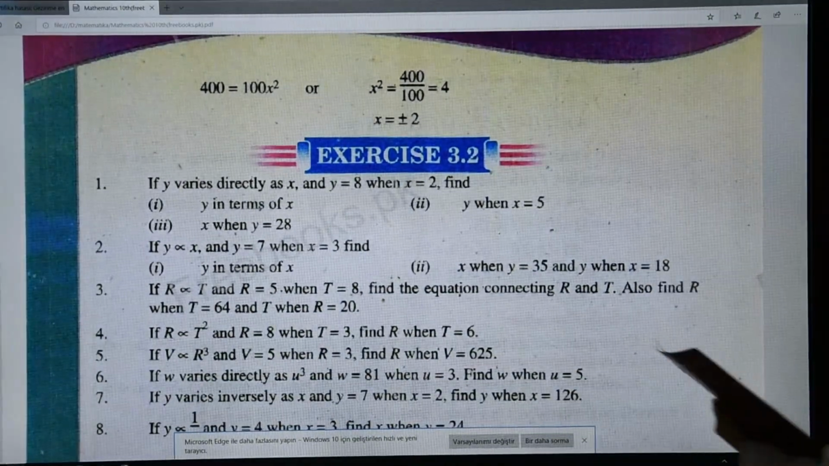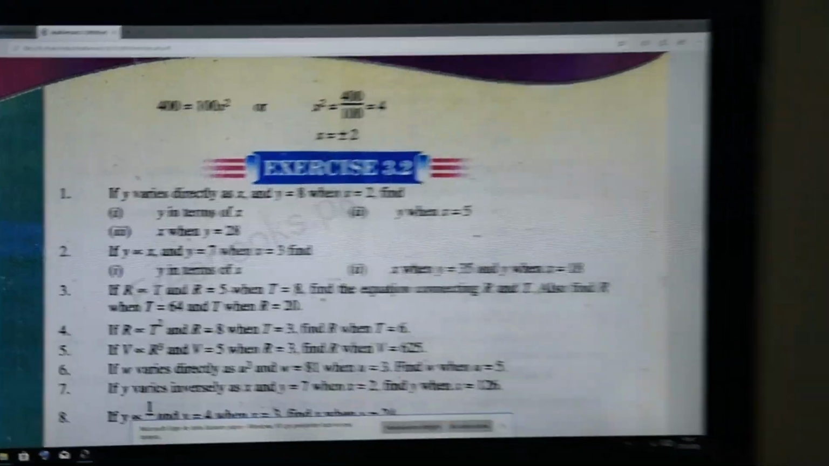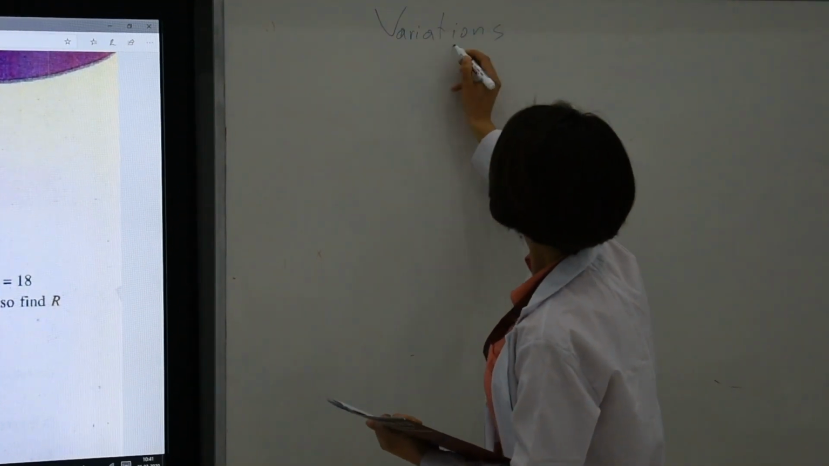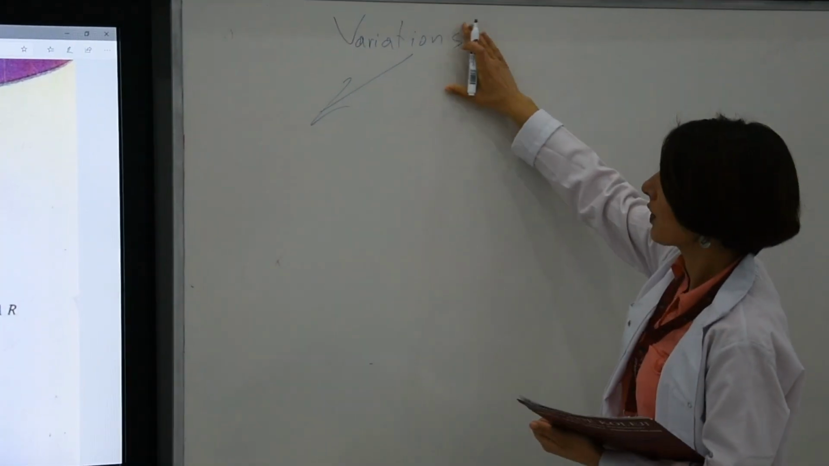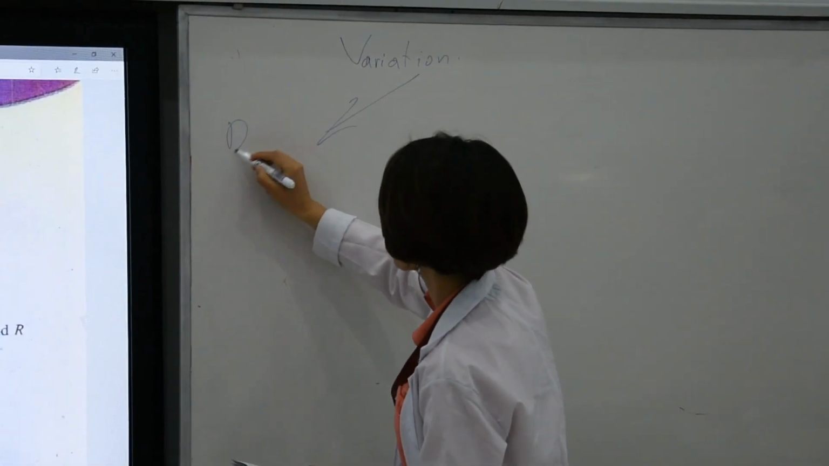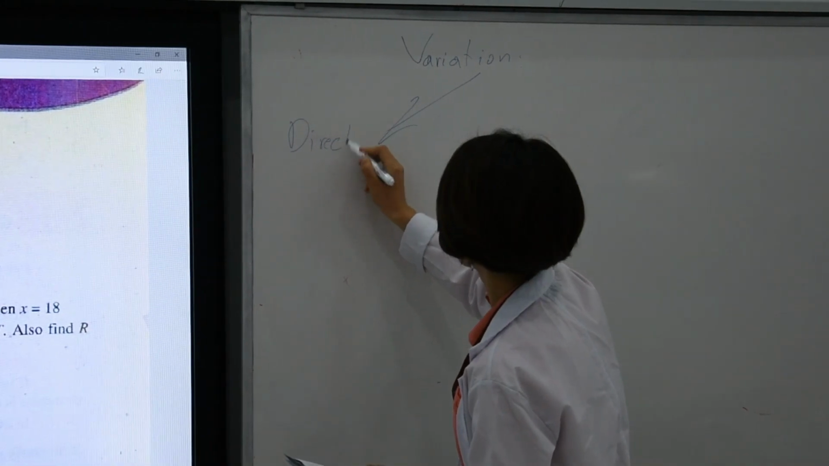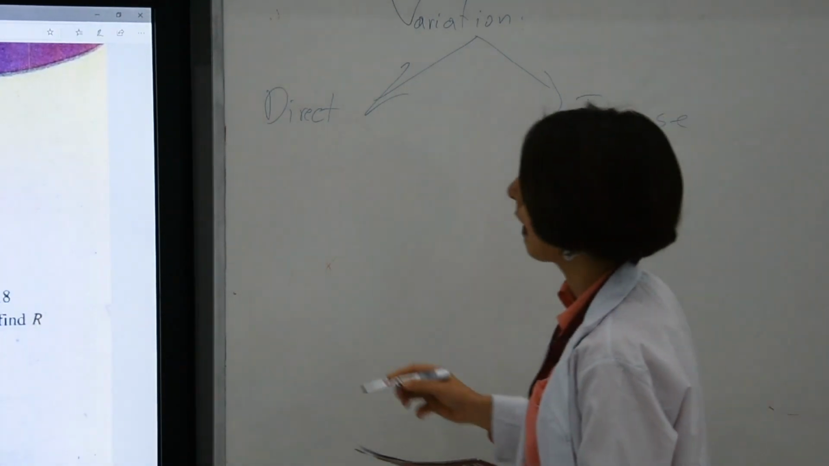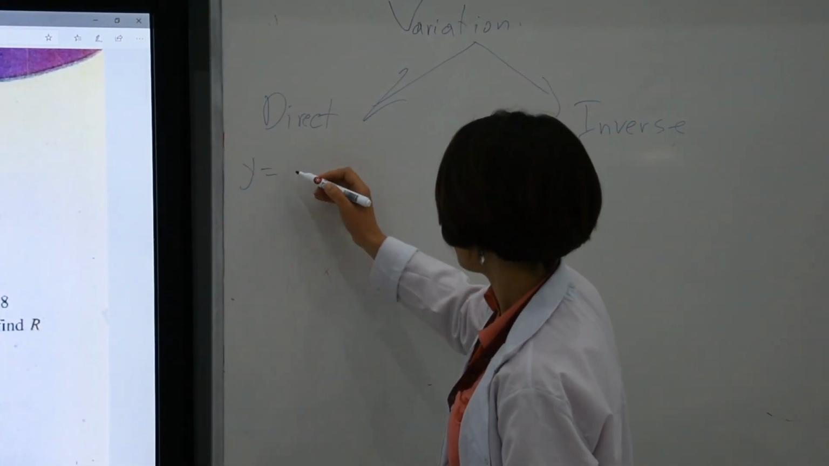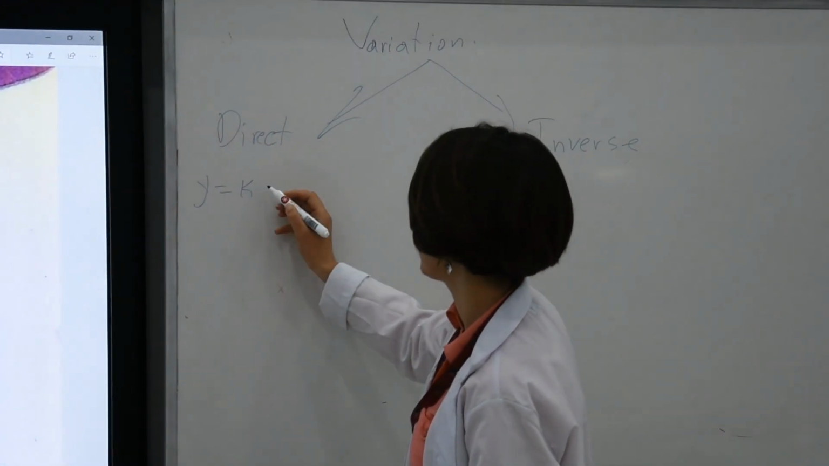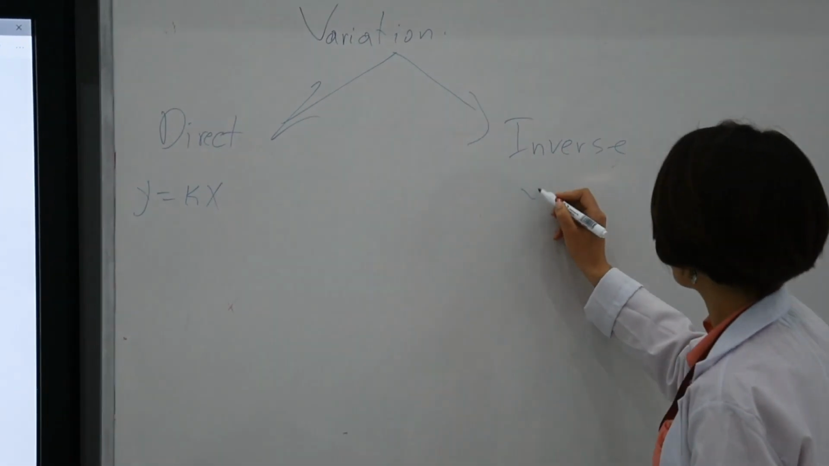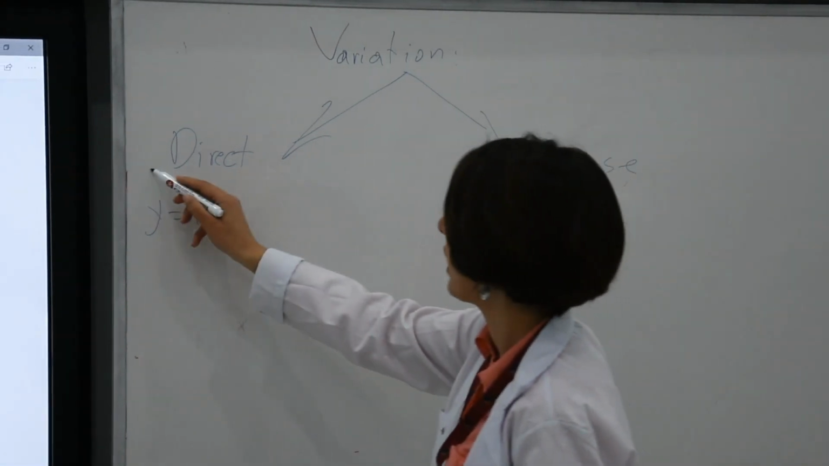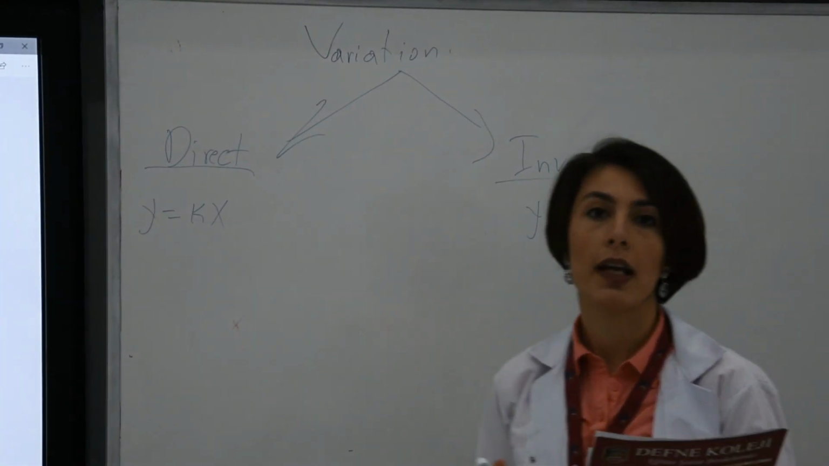So to sum up, I'd like to write that we have the variation as direct and inverse variation. Be careful, this is y equals kx and this is y equals k over x. So be careful with direct and inverse variation.